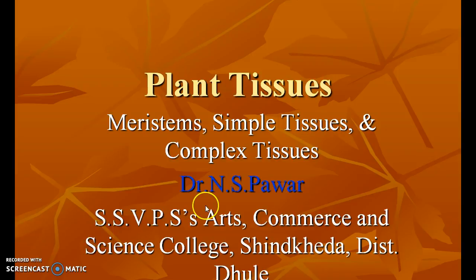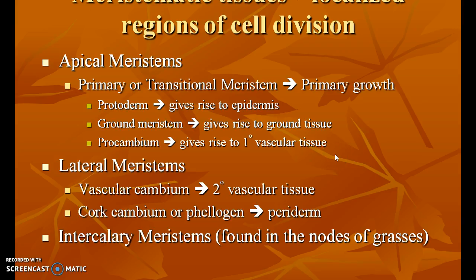Good morning friends. Today we are going to learn plant tissues: meristem, simple tissues and complex tissues. Meristematic tissues are localized regions of cell division. Apical meristem, primary or transitional meristem, gives rise to the primary growth of the plant.